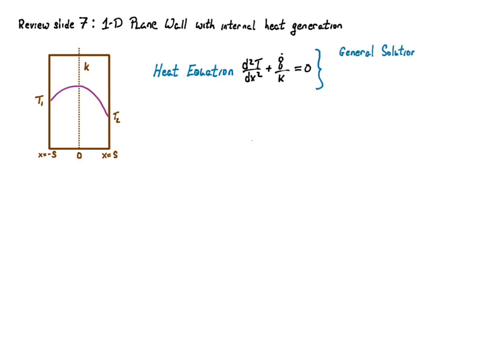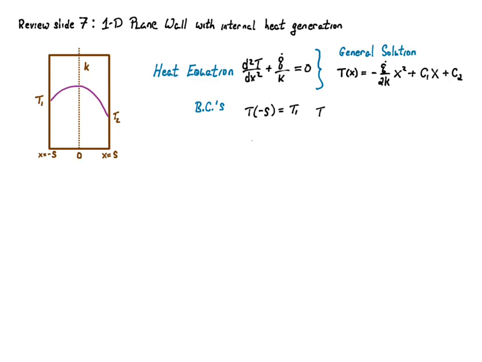Now the general solution to the heat equation takes the form of a quadratic, and it has two unknown constants, C1 and C2, which of course come from the fact that this is a second order ordinary differential equation. We'll also notice that it's a negative quadratic, so the shape of our temperature curve is drawn incorrectly. Of course, this is what we would expect because the walls are going to be held at lower temperatures than the internal temperature of the wall itself. So we'd expect the center of the plane wall to be at a higher temperature than either of the end planes.